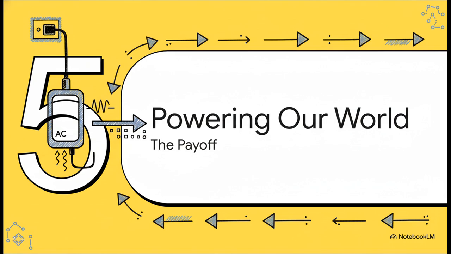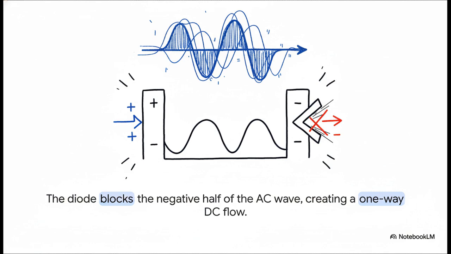Okay, let's bring this all the way back around. How does this amazing one-way gate solve the problem of our power brick? How does it get us from that wild AC to the calm DC we need? Remember that chaotic AC wave from the wall, flipping back and forth between positive and negative? Well, the diode just acts like a bouncer. When the wave is positive, the gate's open and current flows. But the second that wave tries to flip to negative, the gate slams shut. It just blocks that entire half of the wave. And the result? A current that only flows in one direction. We've tamed the chaos and created the smooth DC power our gadgets need to survive.